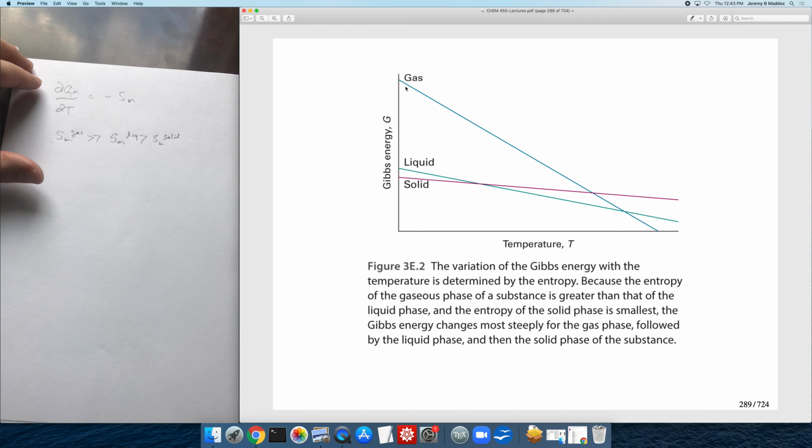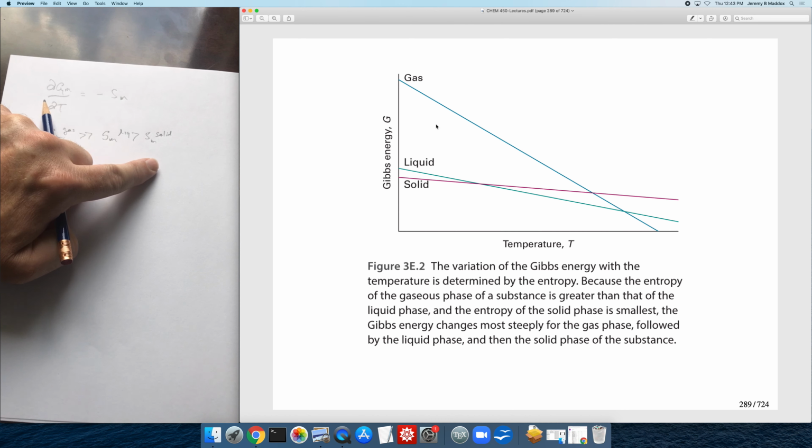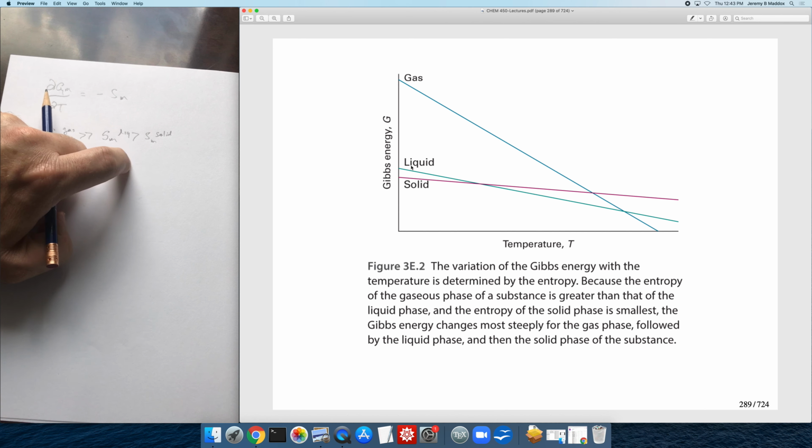You see that the slope of the gas curve is very steep, right? Because this slope is going to be very large and negative. For the solid, it's going to be the least steep of the slopes. Still negative, of course. And then the liquid's going to be in between.